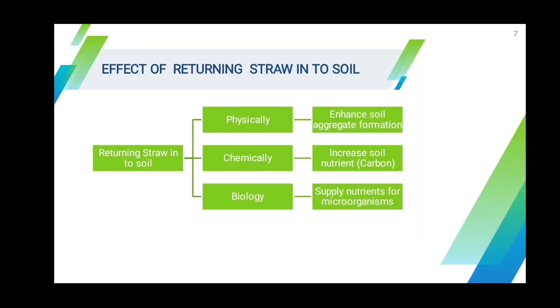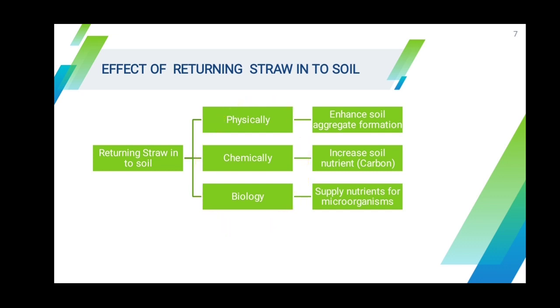There are three effects of returning straw into soil. First, physically, it enhances soil aggregate formation. Second, chemically, it increases soil nutrients, especially carbon. And the last one is biological. It supplies nutrients for microorganisms. These effects are connected to each other.